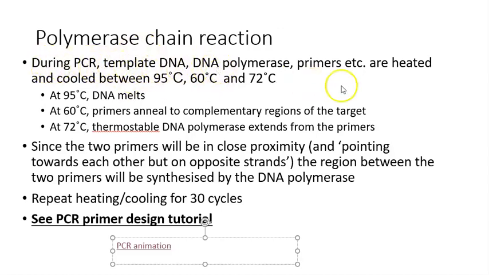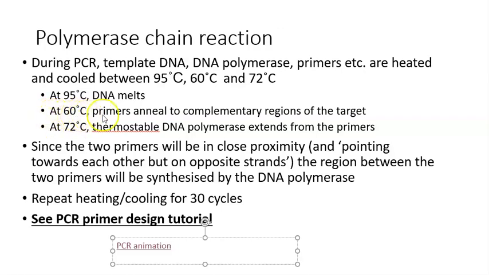During the PCR, what we'll initially do is heat all of this DNA to 94 or 95 degrees, and that will denature the DNA, separating it into two strands. If it's double-stranded DNA, we'll have two single strands. If it's a DNA-RNA hybrid, it will separate that RNA from that DNA. So at 95 degrees, DNA melts.